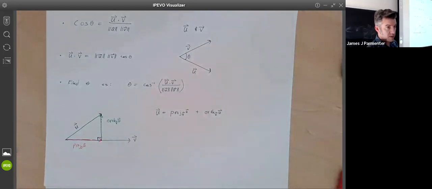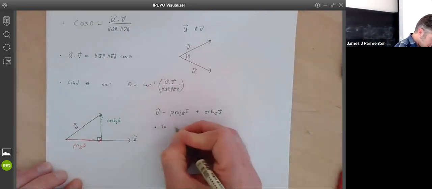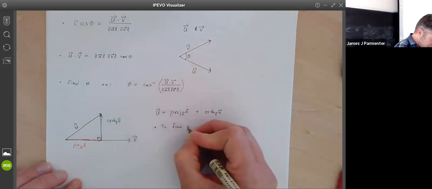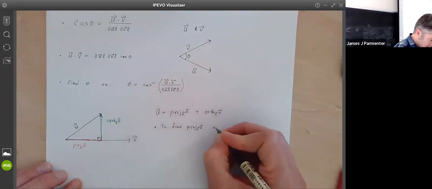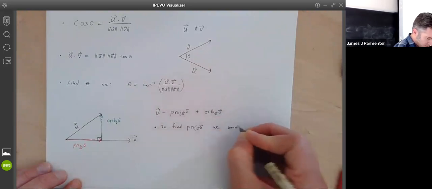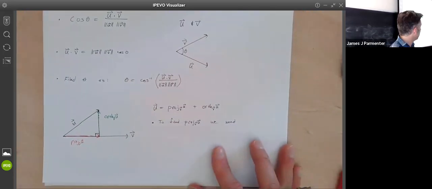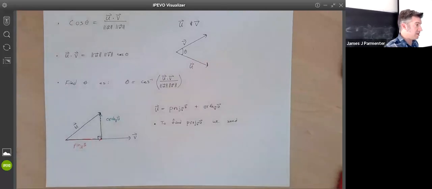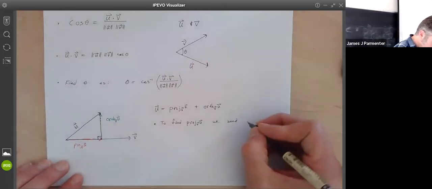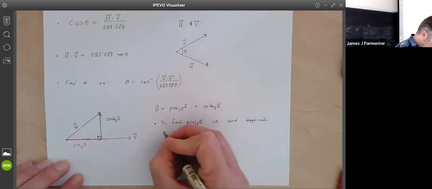So how do we calculate these things? Well, let's talk about the projection of u first. To find the projection of u onto v, which always feels like a mouthful to say, we need two things. I should really say this is true for any vector: if you're trying to find a vector, one way to always identify it is to find its magnitude and its direction. So we need magnitude and we need direction.